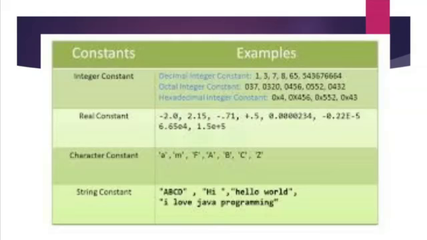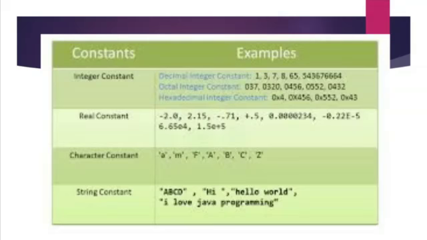Then we go for string constants. String means a group of characters. A string constant consists of a group of characters enclosed within double quotes. A single character is mentioned in single quotes, and a group of characters is mentioned in double quotes in string constants. That is the difference between a character constant and a string constant. Here, hello, 1 3 4 5, all those numbers or digits and characters are written in double quotes, so these are string constants.